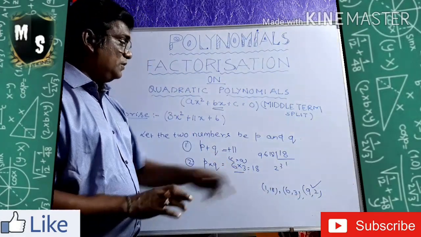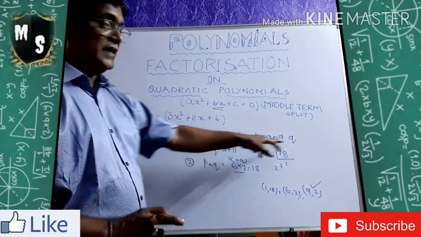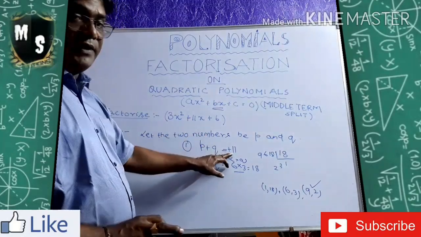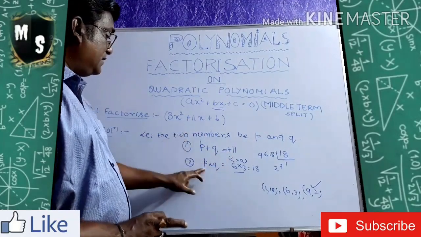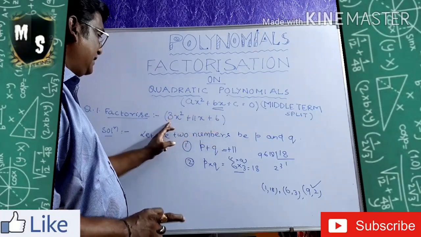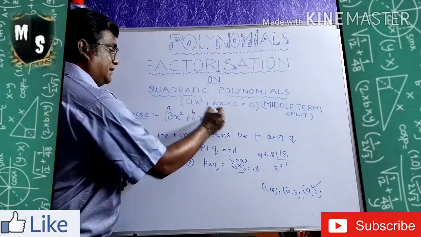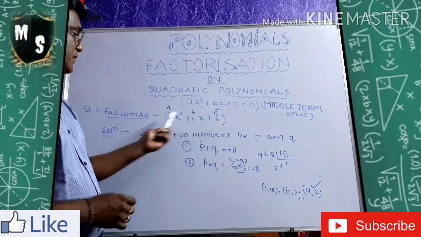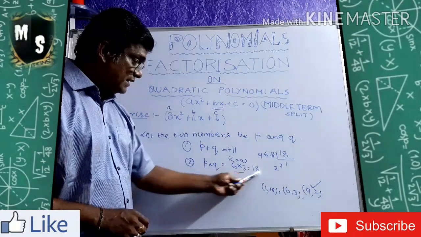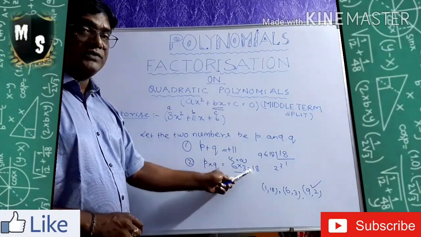I hope you understood. First of all, what you did: take two numbers p and q, add these two numbers to get your b, that is 11. And multiply these two numbers to get your c into a. C is 6, a is 3. Here I am writing a, b, c for better explanation. So it is 6 into 3, that is 18. So you have to take the factors of c into a, this one, p and q, not this one.